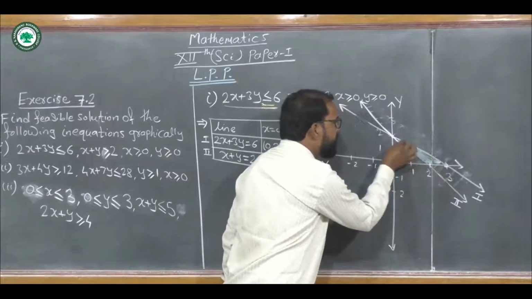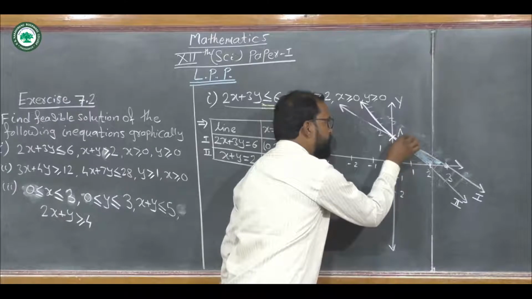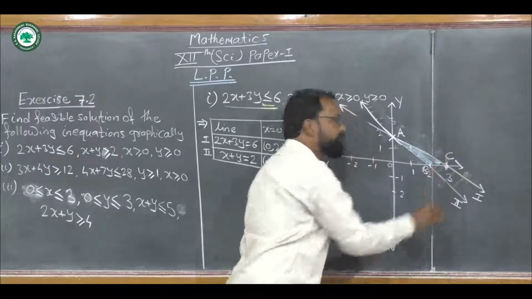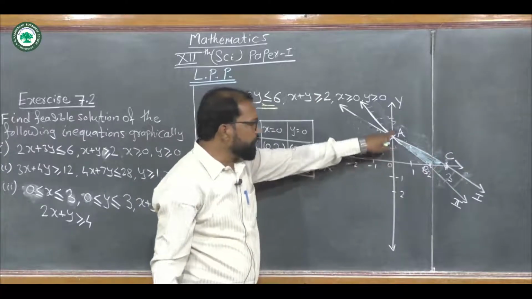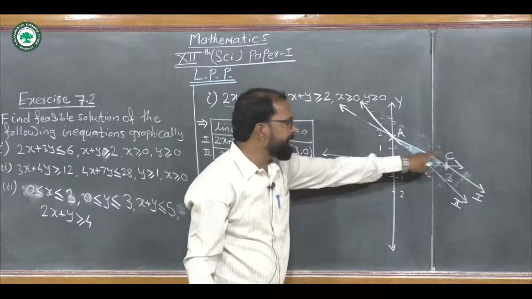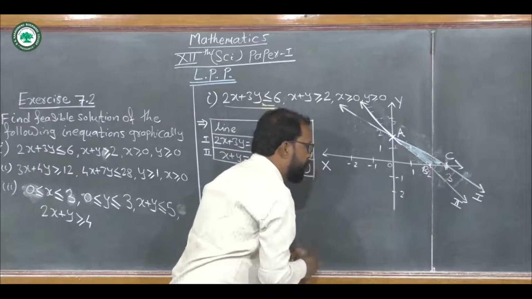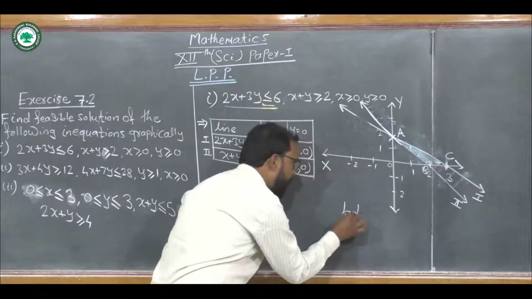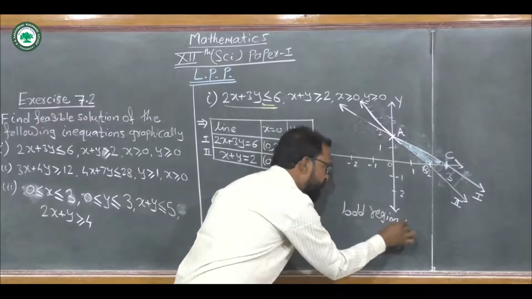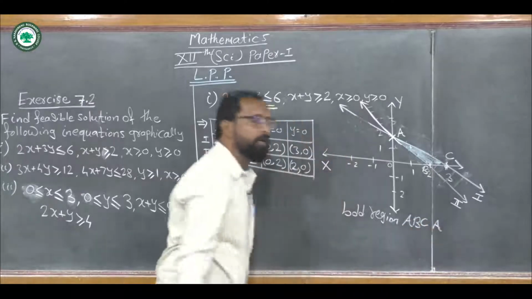So here this is the triangle. Let me give the names of the corners. Suppose this is A, here it is B, and suppose this is C. So the bounded region A, B, C, A, which region is it? The bounded region A, B, C and A.